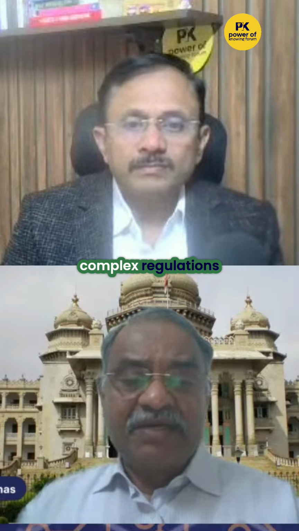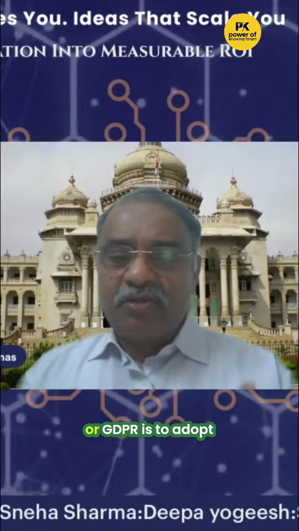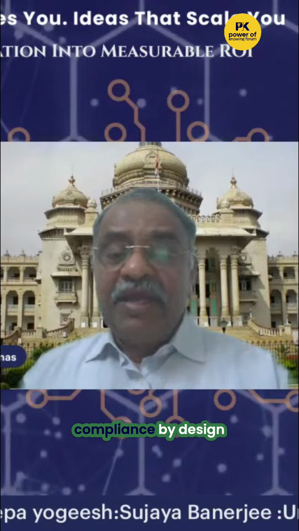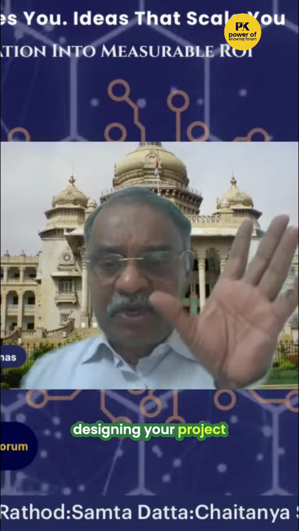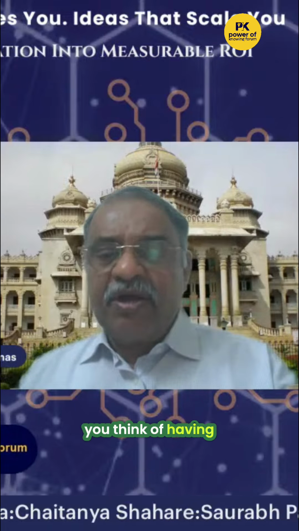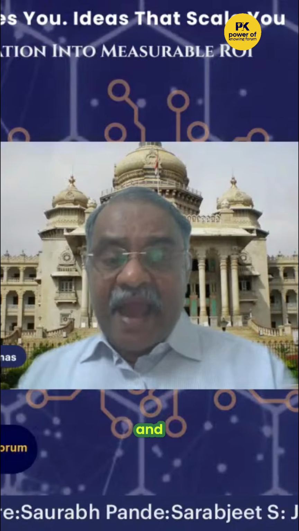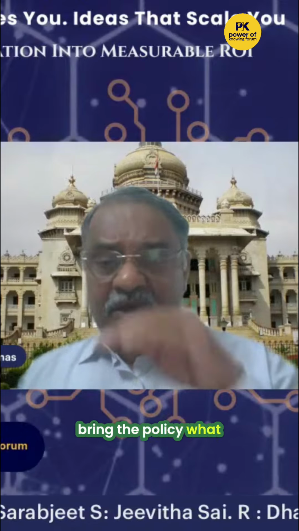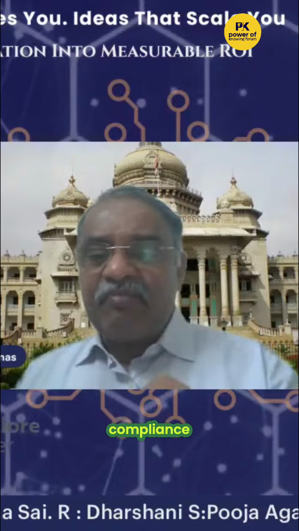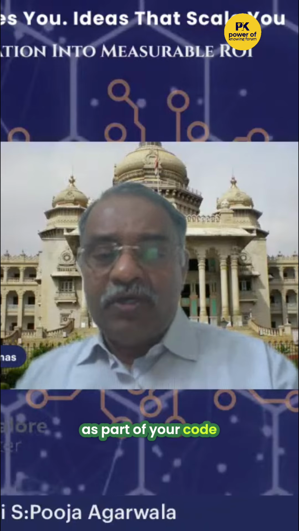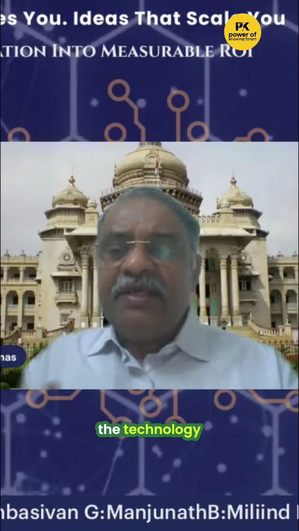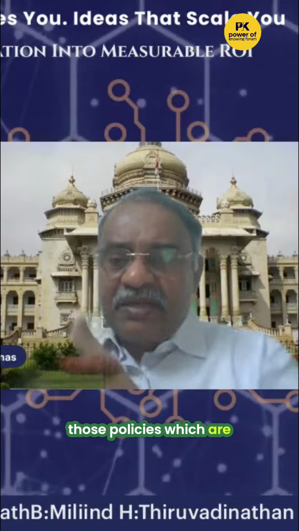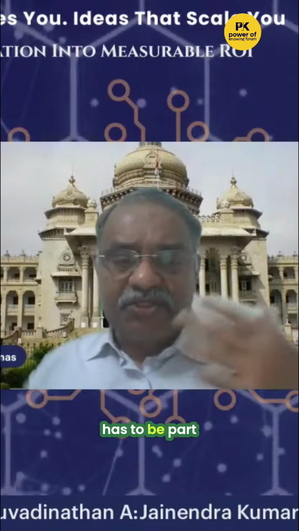The key to align automation with complex regulations like HIPAA, SOC 2, or GDPR is to adopt compliance by design. So while you are designing your project itself, you think of having compliance with that, and bring the policy which is supporting that compliance as part of your code. So when you are writing or using the technology, those policies which are giving you that compliance have to be part of the code.